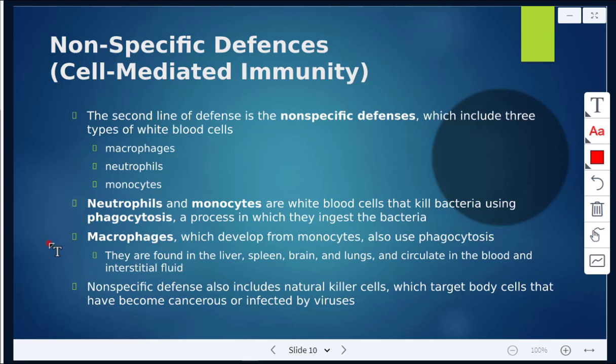And these are found in the liver, spleen, brain, and lungs, and they circulate in the blood and in the interstitial fluid. Non-specific defense also includes natural killer cells, which target body cells that have become cancerous or infected by viruses.